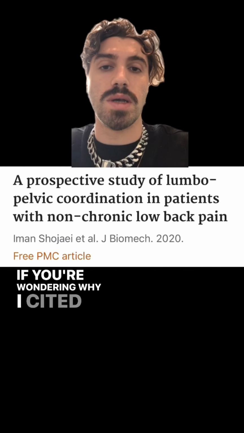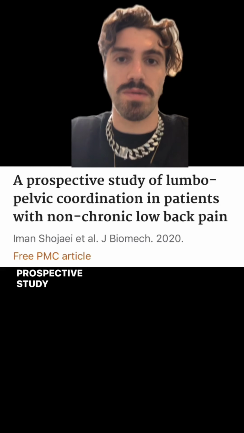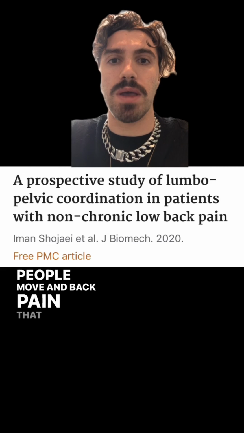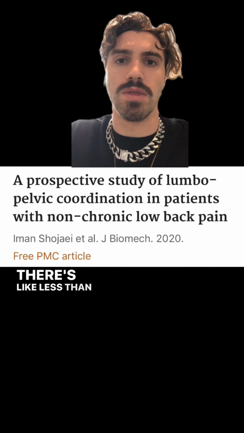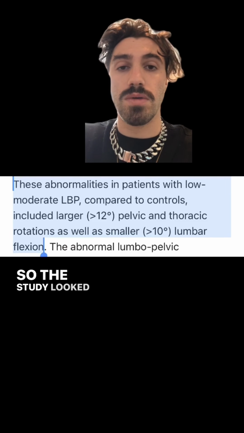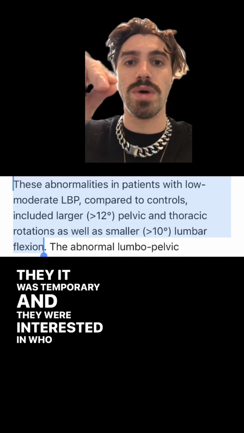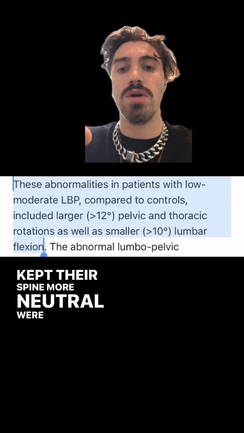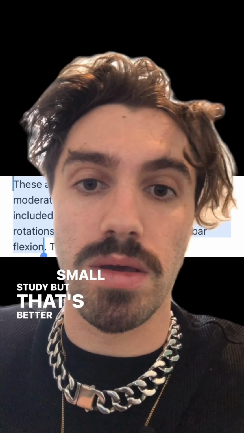If you're wondering why I cited a shoulder study in a discussion about low back pain, it's because the only prospective study I could find on kinematics, so the way people move, and back pain was this one. Just one study, fairly small. There's like less than 30 participants. So this study looked at people who already had low back pain, but it was temporary, and they were interested in who had a recurrence, so who had a second or third episode. And they saw that people who kept their spine more neutral were more likely to have a second or third episode. Small study, but that's better than nothing, Aaron.